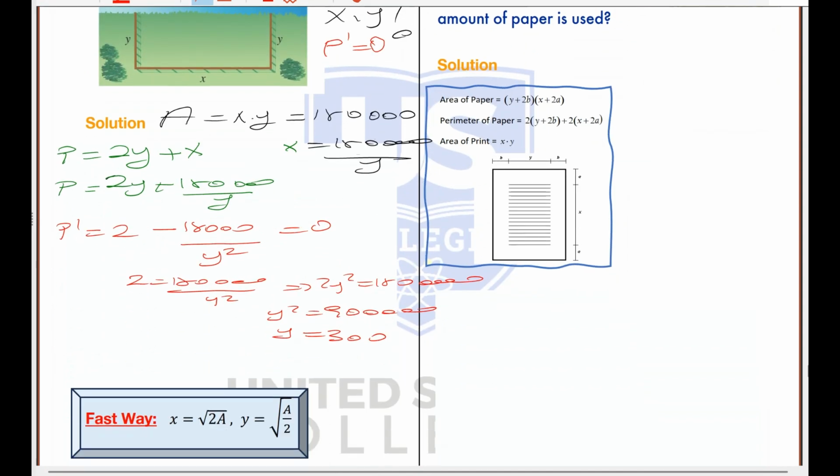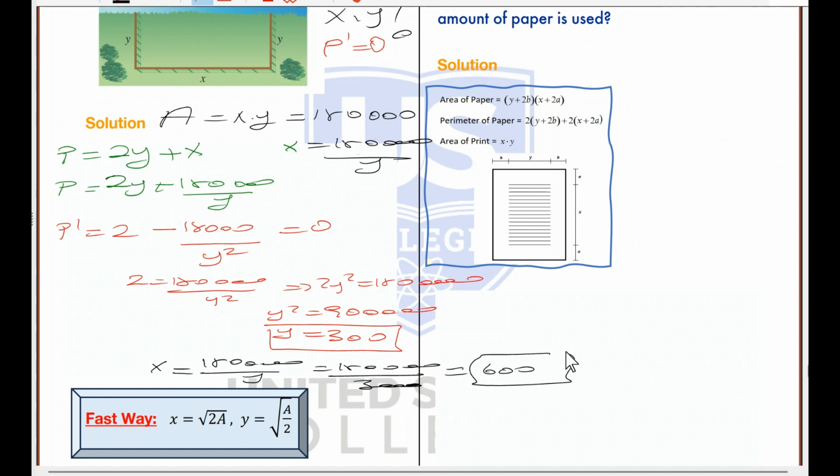Okay, I got one of the unknowns. Now get the other unknown. I got the width. Now I'm going to find the length, which is x. That is 180,000 divided by y, which is over 300, which will give me 600. So I got x, I got y, I got the dimensions.